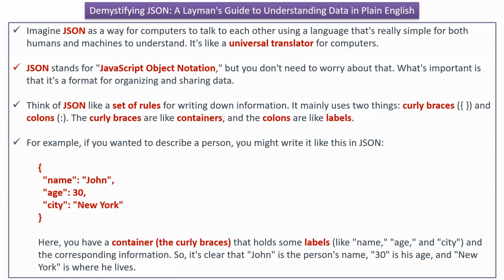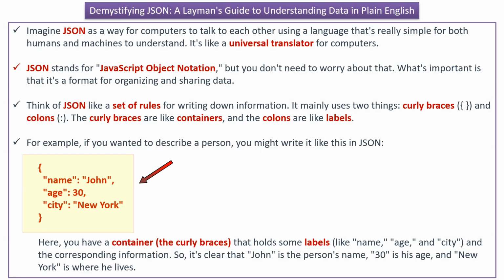But you don't need to worry about that, because what is important is that JSON is a format for organizing the data and sharing the data. We can think of JSON as a set of rules for writing down information. JSON mainly uses two things. The first one is curly braces and the second one is colons. The curly braces are like containers and the colons are like labels.